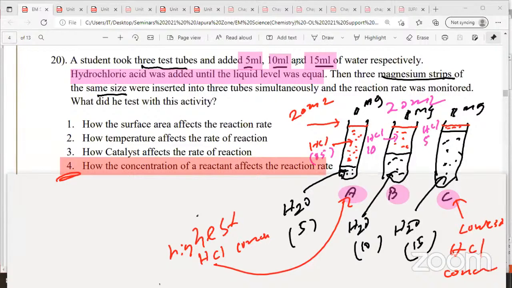Okay, good. But one more thing you have to learn: in which tube is the highest HCl concentration? They don't ask that here. In which tube does the reaction occur fastest? In which tube does the magnesium not disappear soon? Tube A. In tube A the reaction is fast. Hydrogen bubbles are evolving fast. The magnesium strip is disappearing fast. Right? All this you can write.